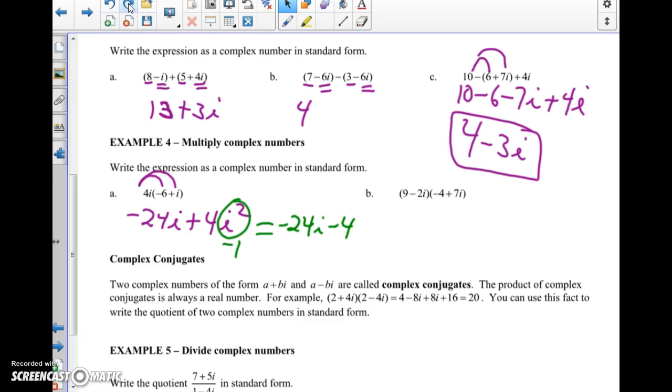Oh, but wait. How do you write this? Always the real is first, the imaginary second. So it's going to be what? Negative 4 minus 24i. That's how you write this. Okay, everybody good so far? Everybody good there? We're done.